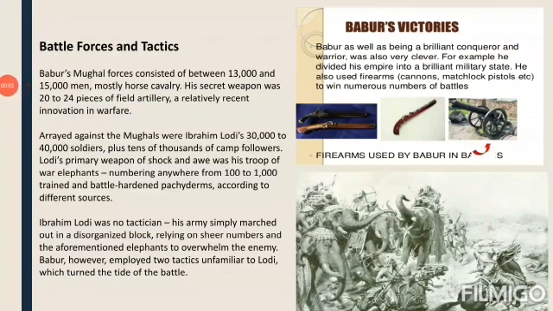Battle forces and tactics. Here we are going to discuss how in this battle the tactics or strategies of Babur caused him to be victorious even though he was outnumbered by Lodhi's army. Let's read the first passage. Babur's Mughal forces consisted of between 13,000 and 15,000 men, mostly horse cavalry. His secret weapon was 20 to 24 pieces of field artillery, a relatively recent innovation in warfare.